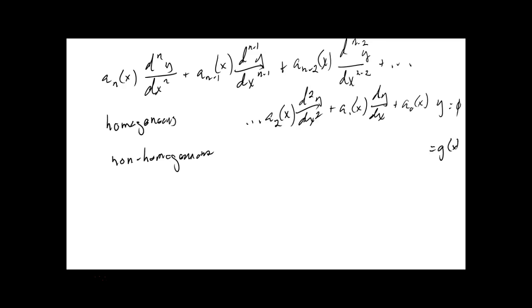Okay, so if it's equal to 0, it's homogeneous. If it's not equal to 0, equal to some function of x, now again, no y's there either, functions of x, then it's a non-homogeneous linear nth order differential equation. Okay, got all the pieces there.